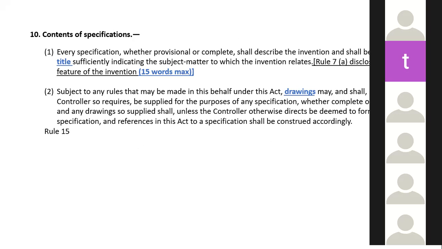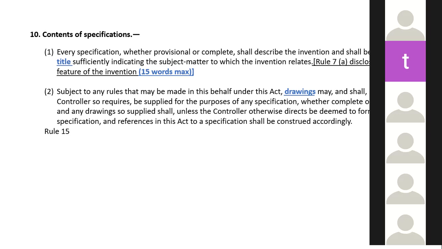Now, the second is about the drawing. Subject to any rules that may be made in this behalf under this Act, drawings may, and shall if the controller so requires, be supplied for the purpose of any specification, whether complete or provisional, and any drawings so supplied shall, unless the controller otherwise directs, be deemed to form a part of the specification, and references in this Act to a specification shall be construed accordingly.